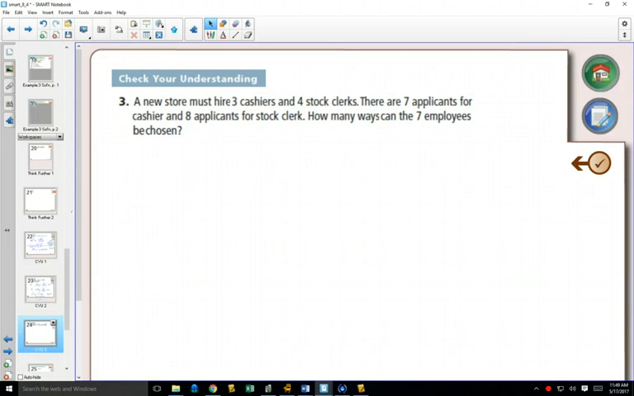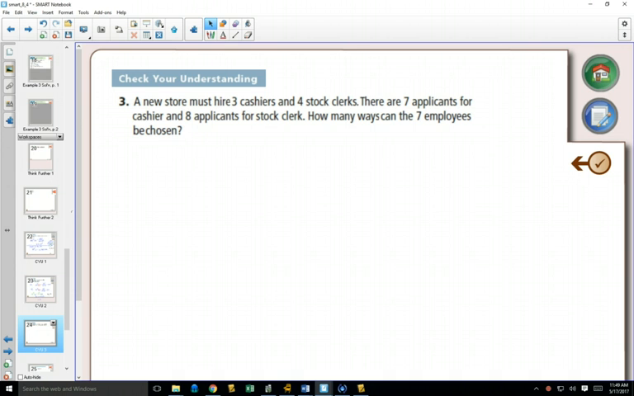So now, instead of just hiring for one job, you're hiring for multiple jobs. And so in your new store, you need 3 cashiers, 4 clerks. There are 7 applications for the cashier and 8 applications for the clerk. How are we going to do this?